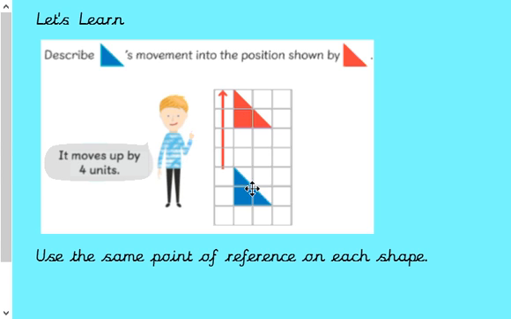And you could just check that to make sure that it's the same for all of them. 1, 2, 3, 4, and 1, 2, 3, 4. So you can see this shape is moving. If we were going to describe the translation or the movement, it would move up by 4 units or 4 squares or 4 centimeters. That's the translation.